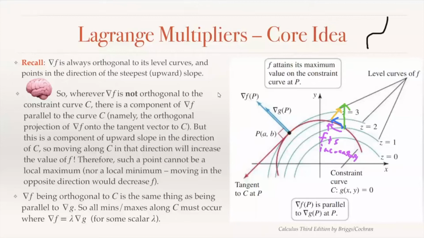So in other words, all mins or maxes of the function subject to the constraint must occur where the gradient of f is parallel to the gradient of g, so that our picture looks like this, and this is not the case. And that parallelity is where one is a scalar multiple of the other, so the gradient of f is lambda times the gradient of g. This lambda is our Lagrange multiplier, and we can solve for the maxima or minima of f subject to a constraint by just setting up this equation, essentially, and solving for the values.